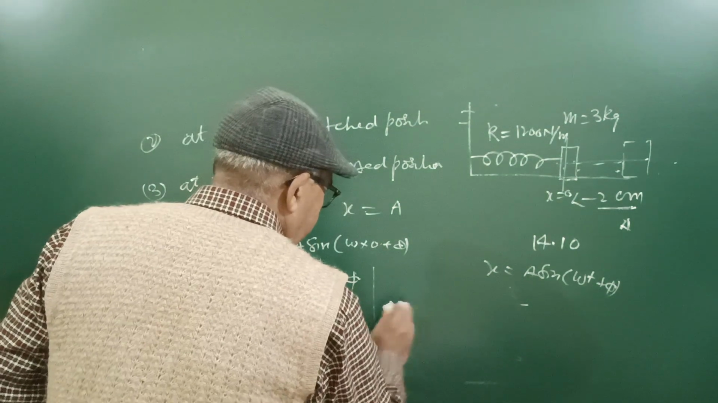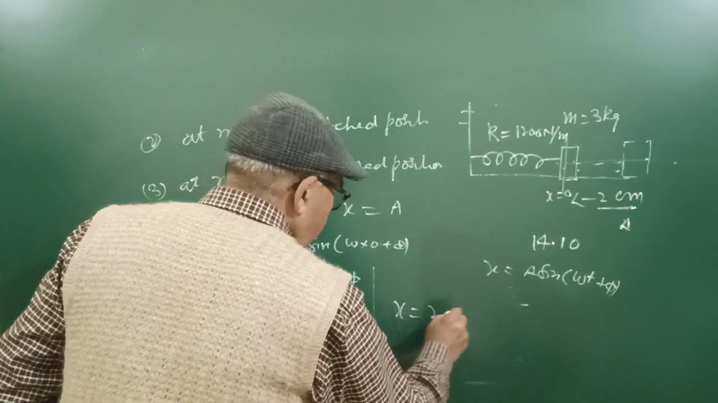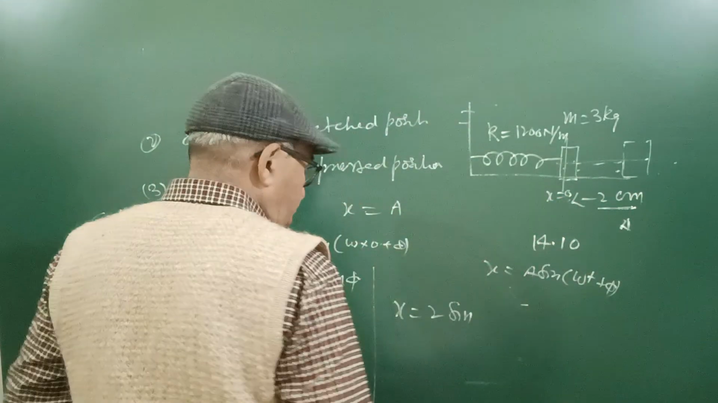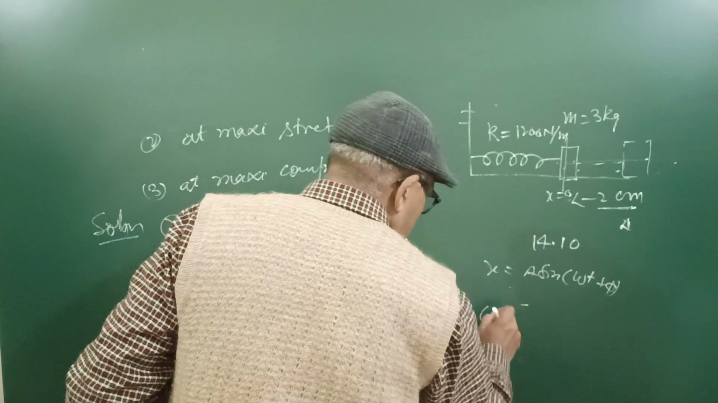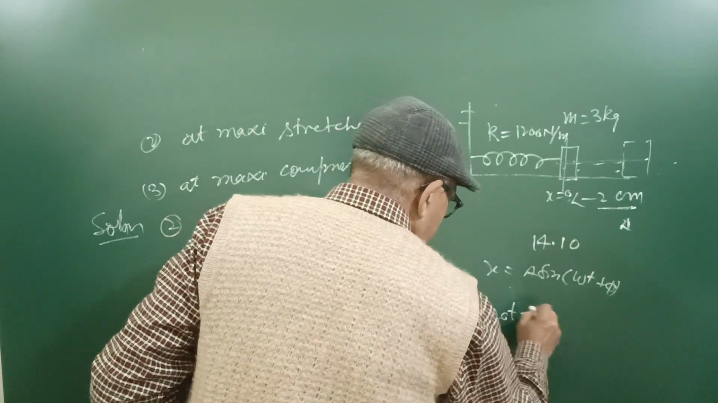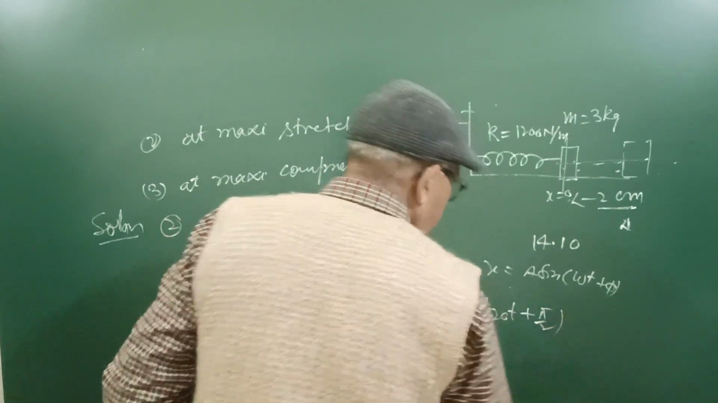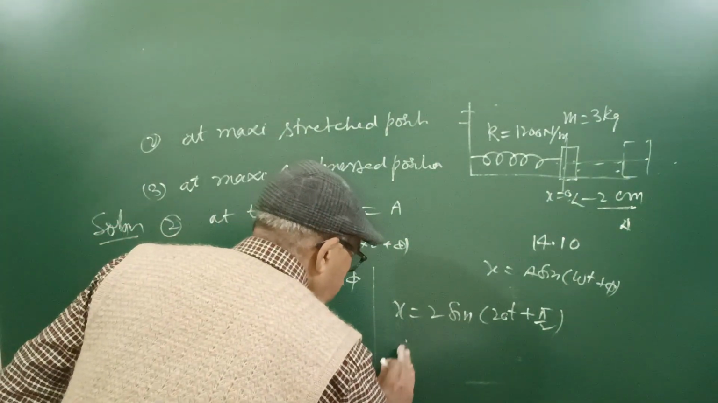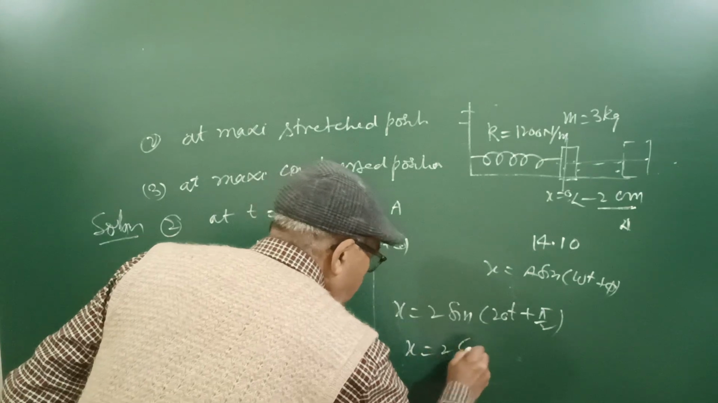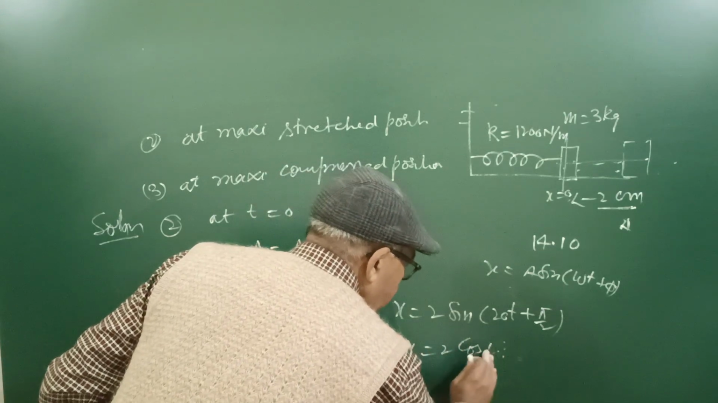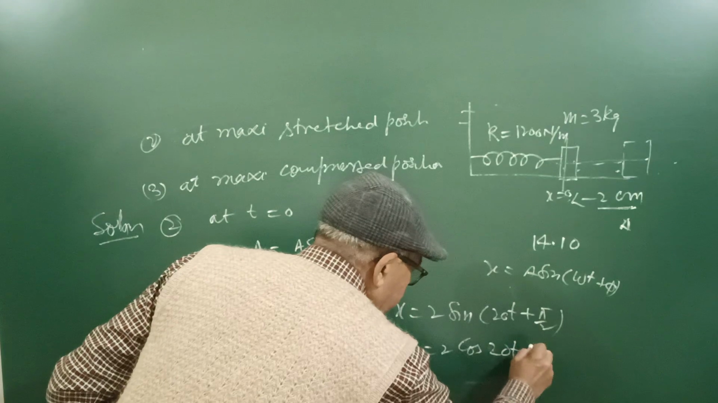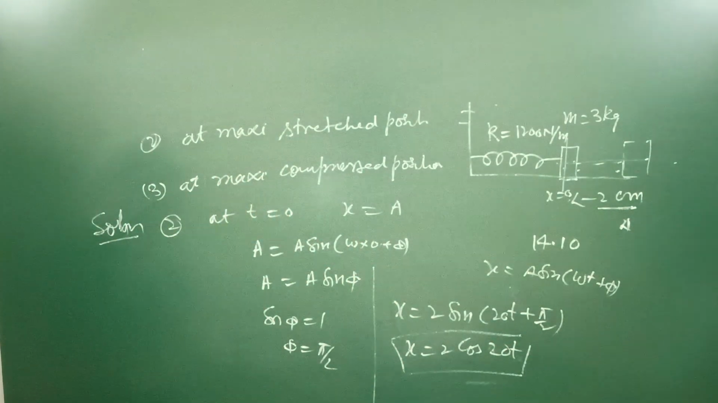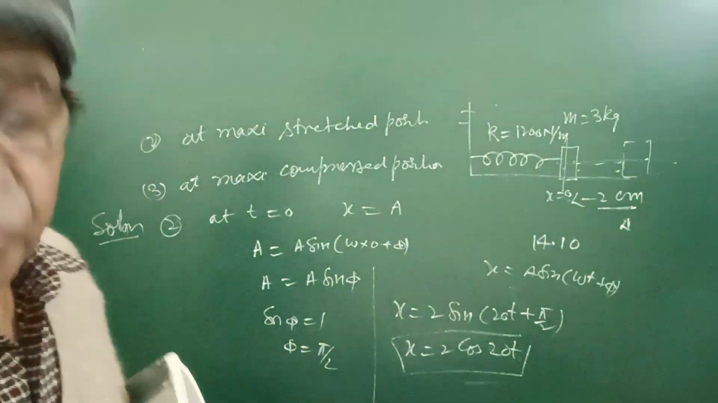Therefore, we may write x equal to 2 sin, where 2 is the amplitude, as I told you earlier. Omega is 20, so x = 2 sin(20t + pi/2). Since sin(90 + theta) = cos theta, x equal to 2 cos 20t. We can write this as x equal to 2 cos 20t.